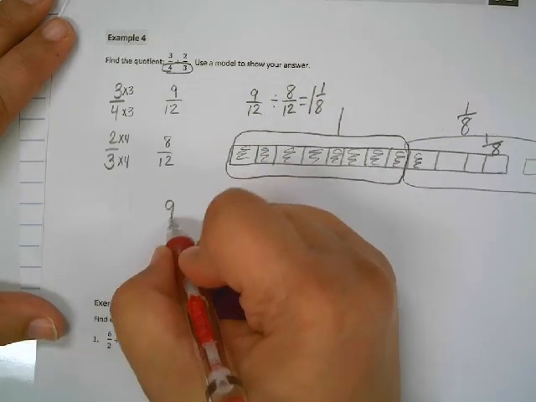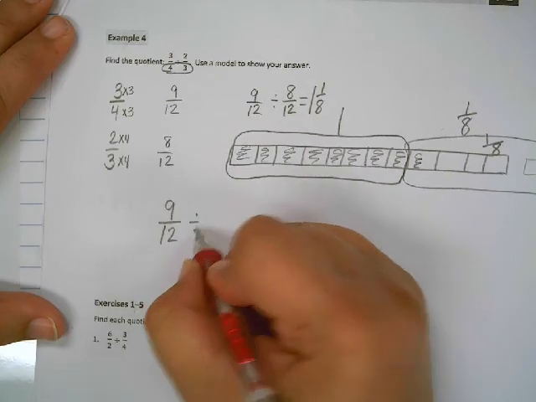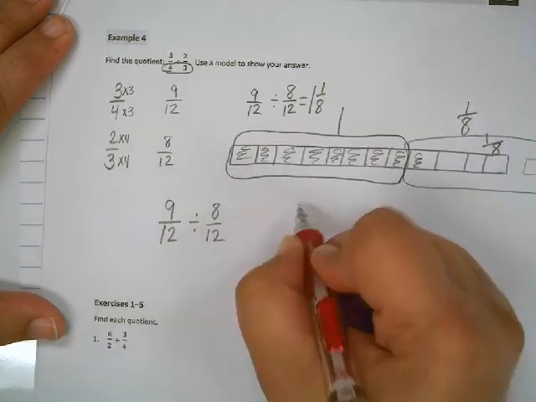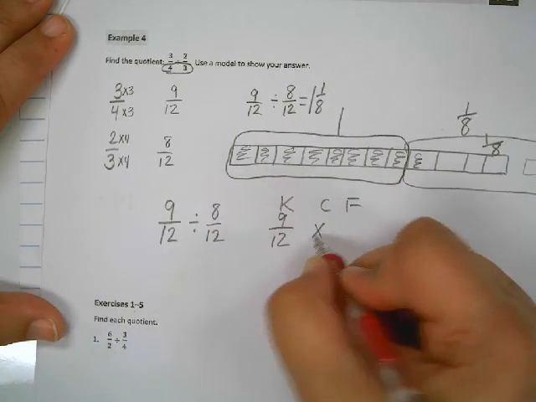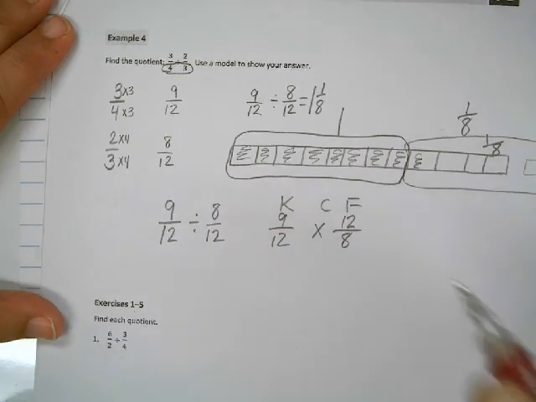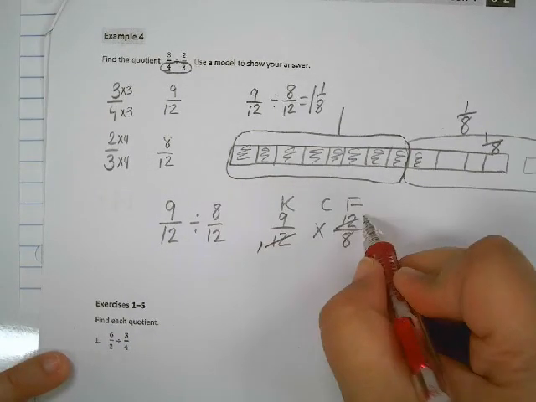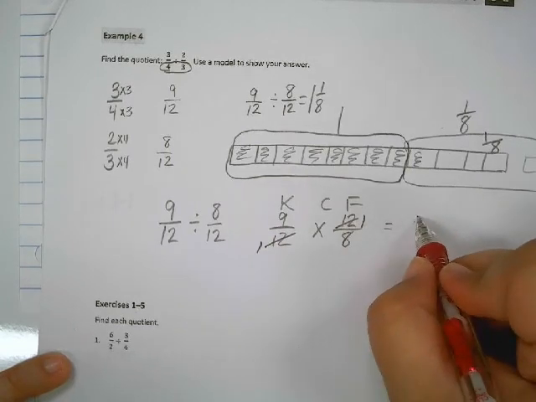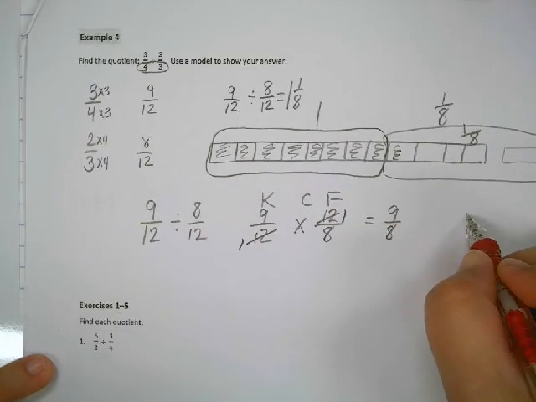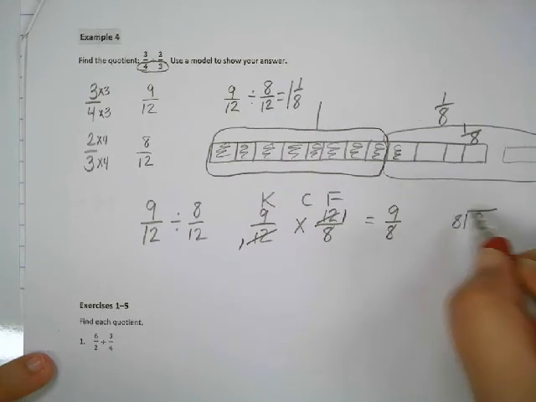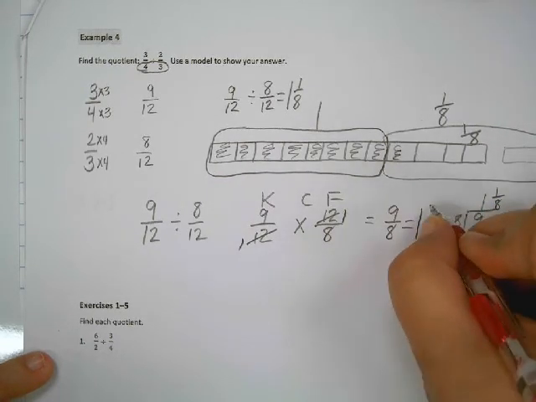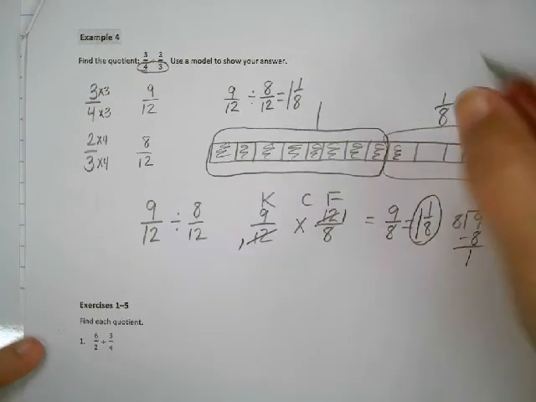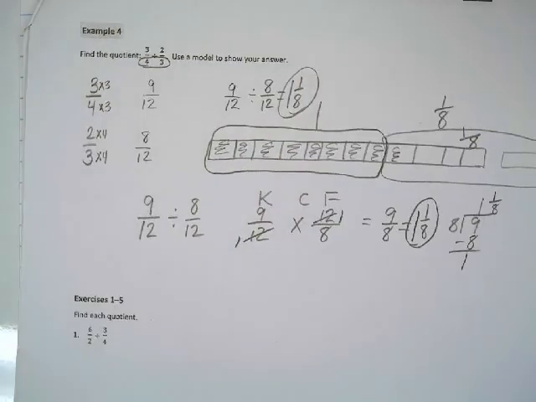I can also do my equation, keep, change, flip, keep my 9/12, change to multiplication, flip to my reciprocal, which makes 12/8, cross cancel. So 9 times 1 is 9, 1 times 8 is 8. Do my division, 9 divided by 8, how many 8s are in 9? 1, with 1 left over. And you can see that my two answers are the same.